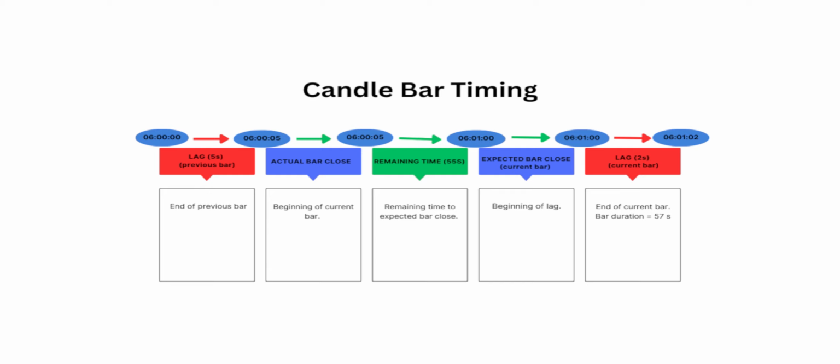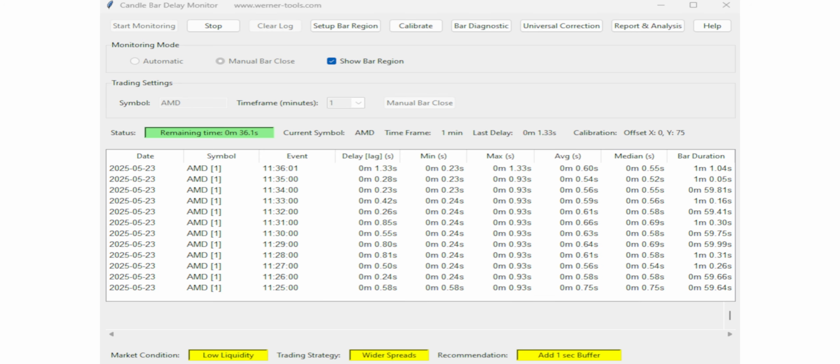Notice how the delays vary: 5 seconds, then 2 seconds. The candle bar delay monitor captures these precise measurements automatically, building a database that shows you exactly when your broker performs best and worst. This real-time data lets you adapt your strategy moment by moment, tightening stops during low delay periods and widening them when delays increase. Let me show you the powerful features that make this tool indispensable for any serious trader.